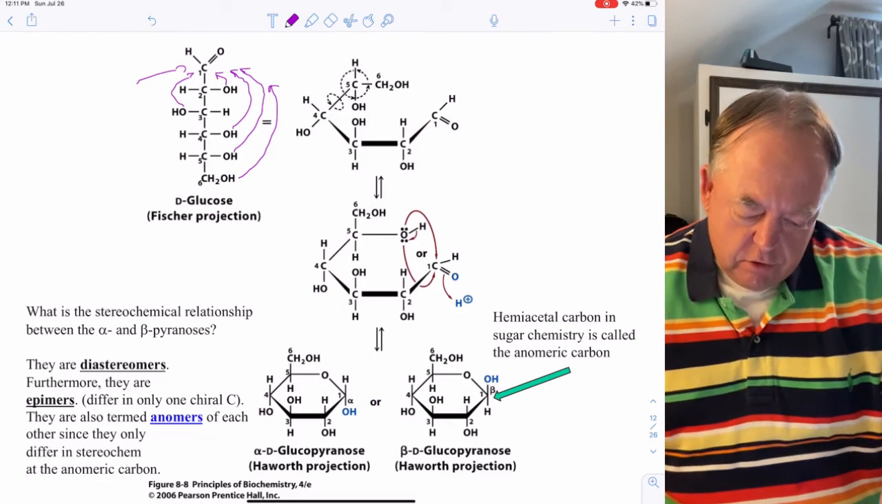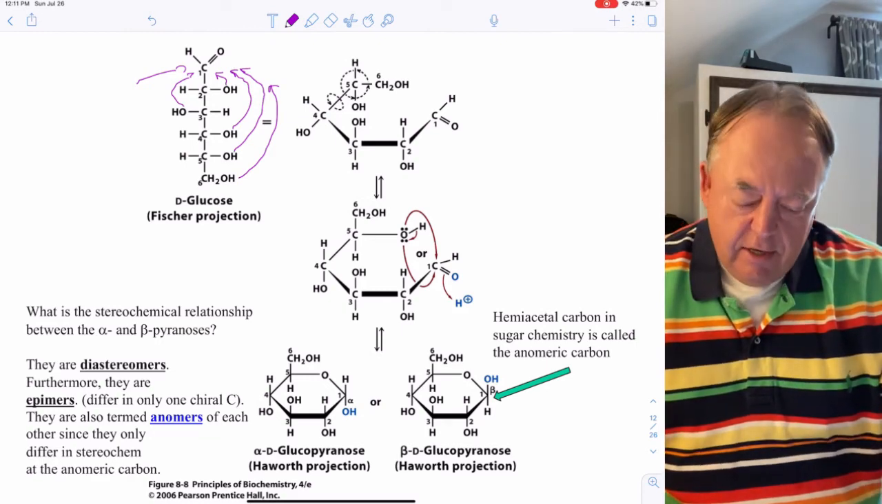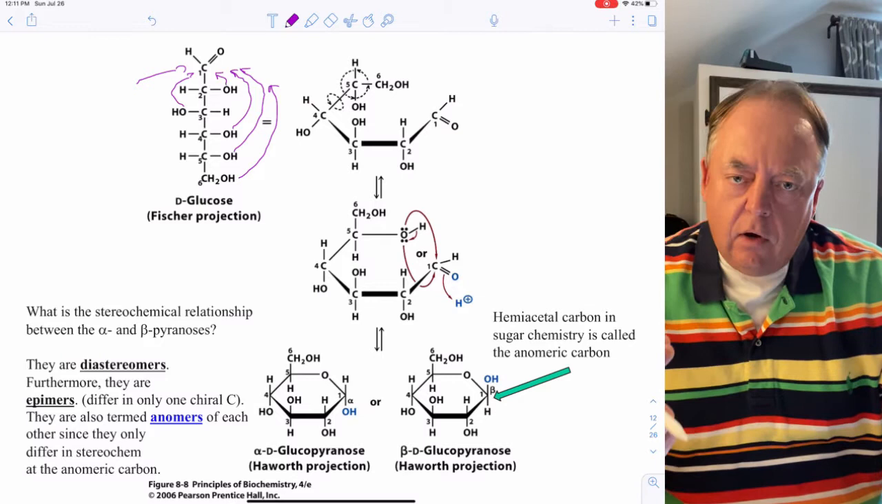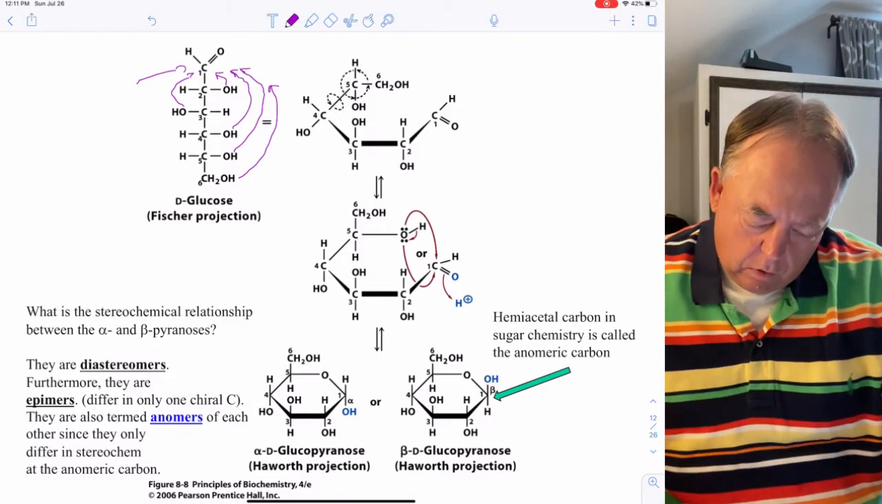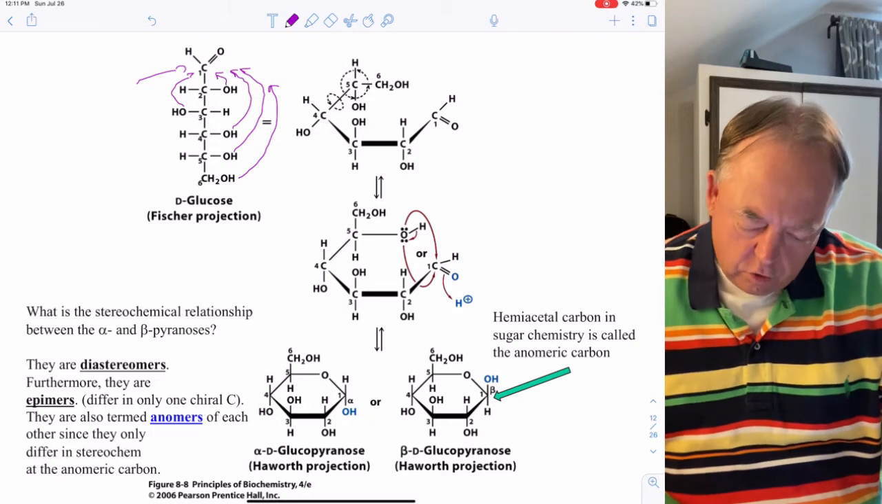So what we want to do is close this into a 6-membered ring, and we want to keep track of all of the stereochemistry of all of these chiral carbons. So what we're going to do is draw what's known as a Haworth projection.